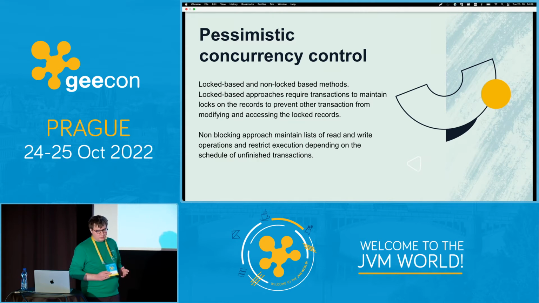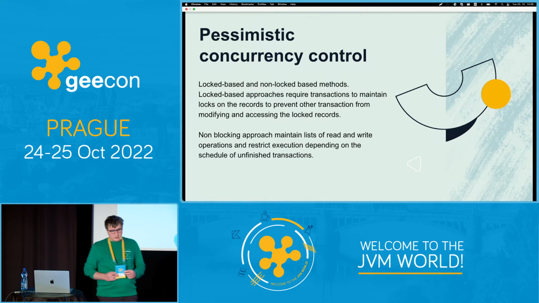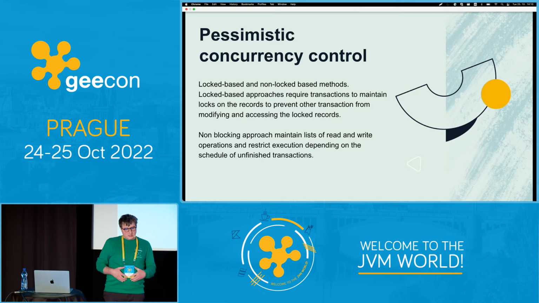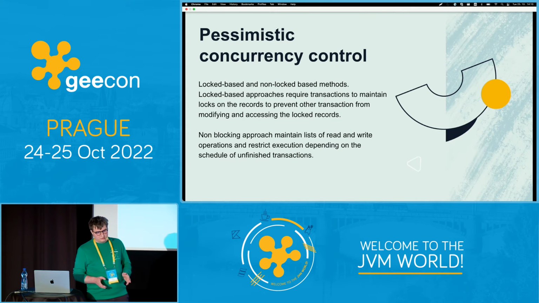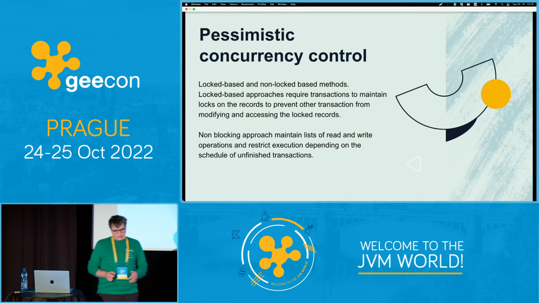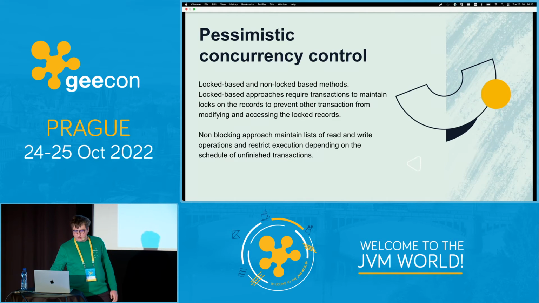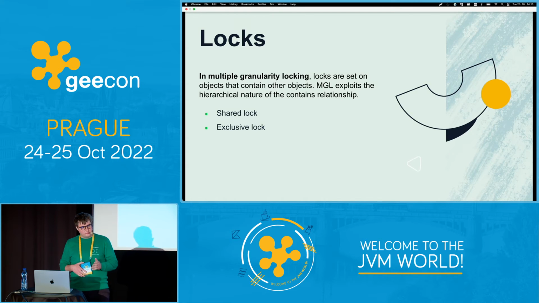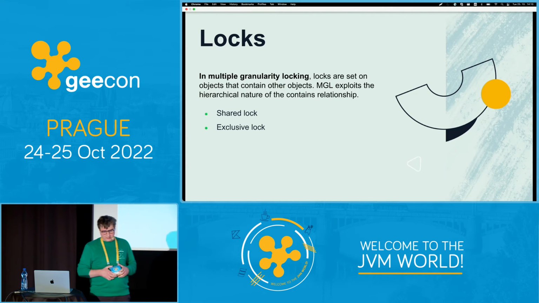Pessimistic concurrency control can be lock-based or non-blocking. In the lock-based approach, there are locks that prevent other transactions from updating or reading the same data that another transaction is modifying. In the non-blocking approach, you have to maintain a list of read and write operations and restrict them based on the schedule of unfinished transactions. So, locks. Let's say that there are exclusive locks and shared locks. Shared locks are used for reading and exclusive locks are used for writing.